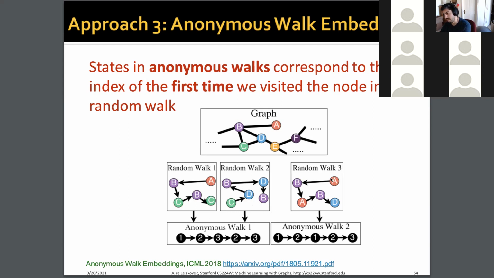And so if we look alternately at random walk 3, you start at A, you go to B, you go back to A, you go back to B, and then you go to D finally. And so that ends up with 1, 2, 1, 2, 3. And so this is a different walk than these two. These two are the same anonymous walk. This is a different anonymous walk.